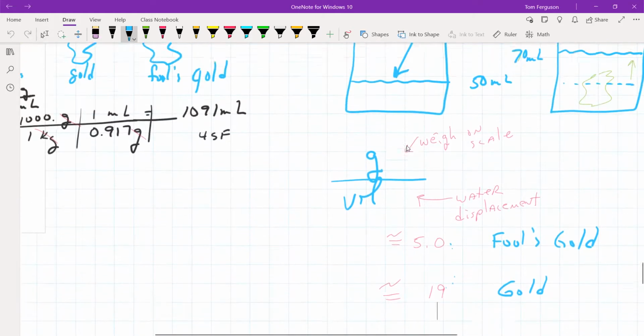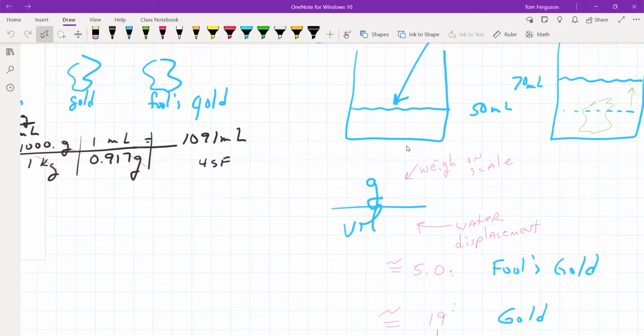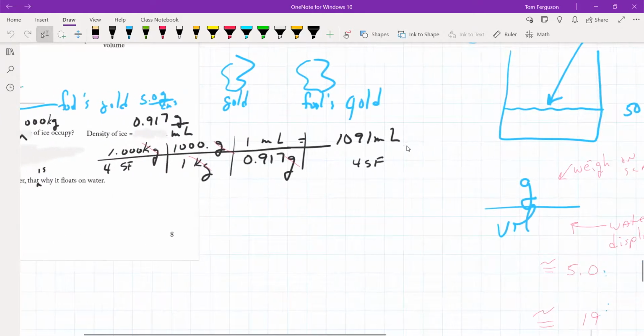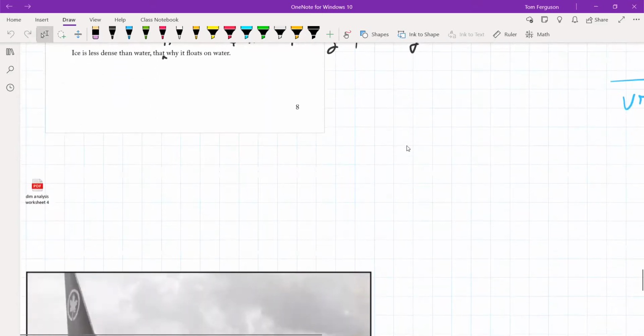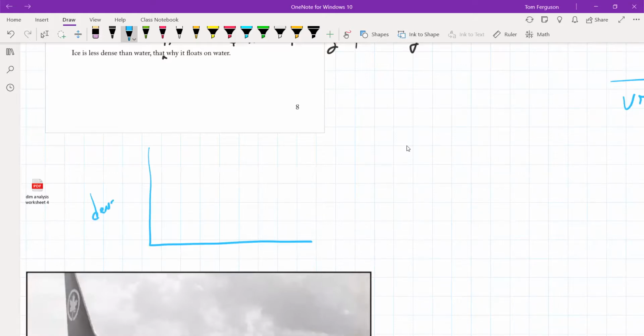So density is a very handy tidbit. Another little tidbit about density is, if we look at temperature and density, when temperature goes up, density goes down.